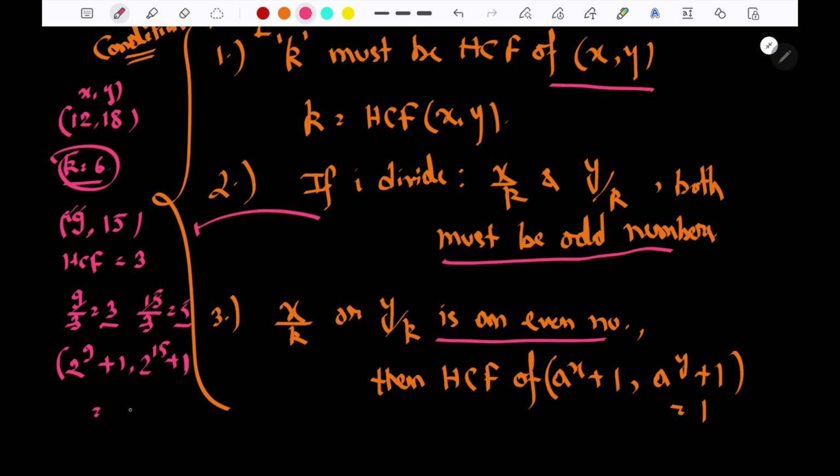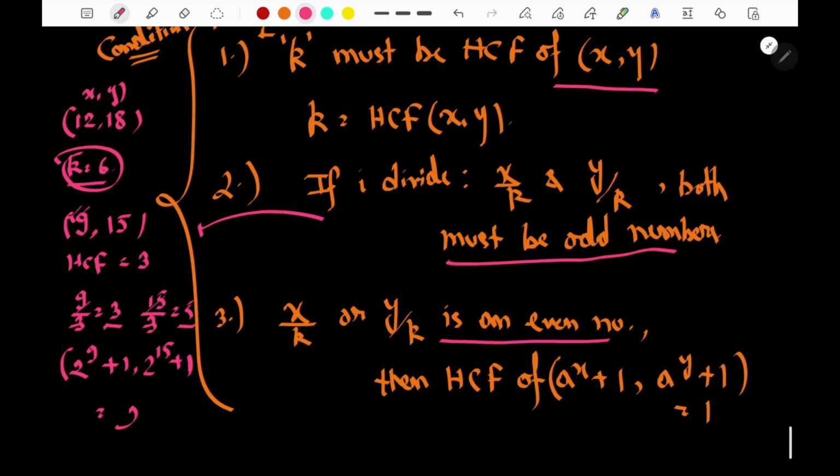The HCF of these two will be a to the power. So a to the power, what is a? A here is 2, to the power k. So what is k? K is the HCF of 9 and 15, which is 3, plus 1. So this will be the HCF, that is 9.